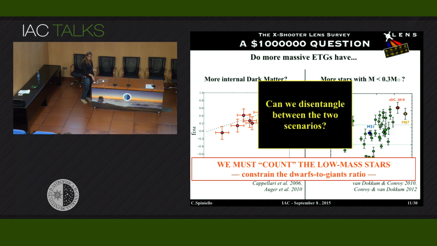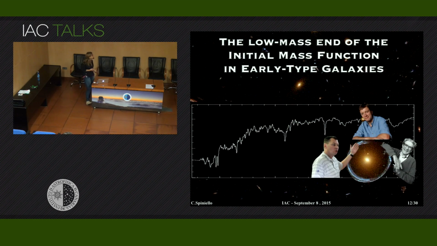In order to do that, obviously, we have to put a completely independent constraint on the low mass stars amount. We have to constrain the dwarf to giant ratio. In other terms, we have to be able to infer the low mass end of the initial mass function in early type galaxies by looking at their spectra.